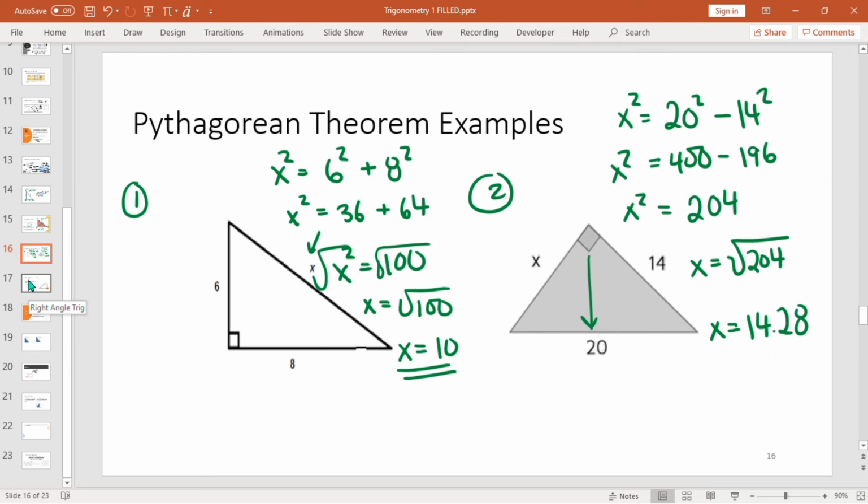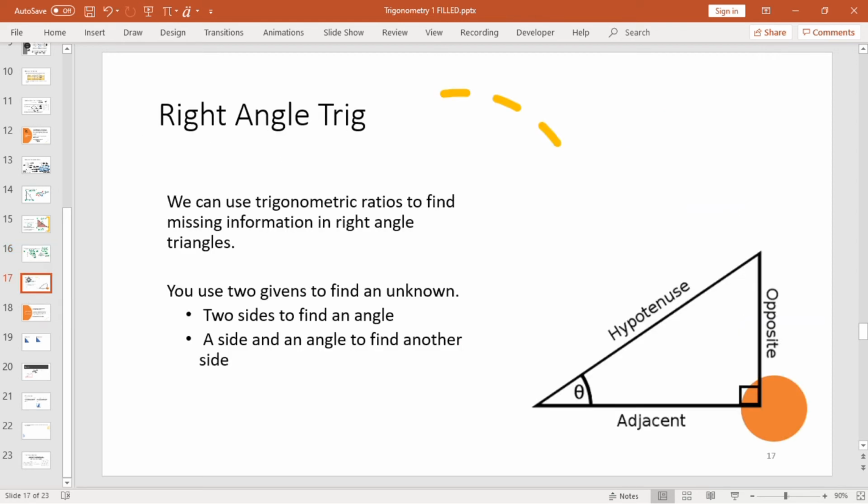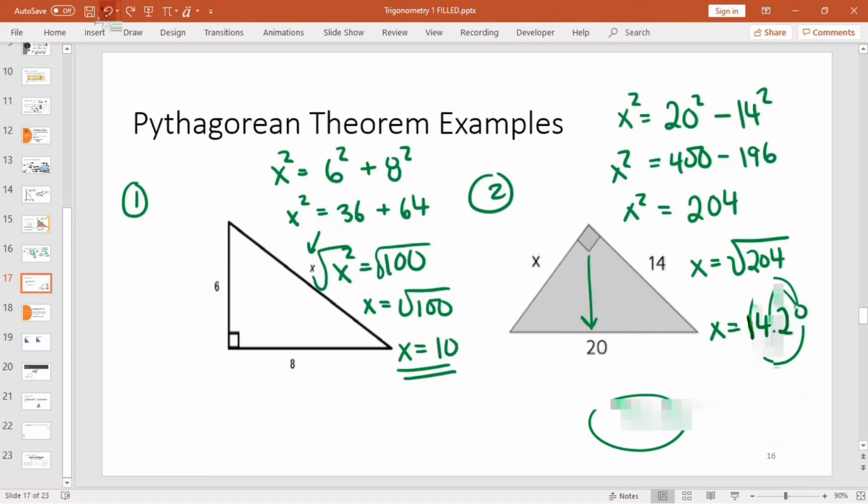So we can use that theorem in combination with right angle trig to find all the information about a triangle. So here's the deal. You will be given two knowns and you've got to find an unknown. You could have a hypotenuse and an adjacent, and then you're using it to solve for the angle. Or you could have an opposite and an adjacent, and you're using it to solve for the hypotenuse. You wouldn't even have to use sine, cosine, tangent for that one. You just use Pythagorean theorem.